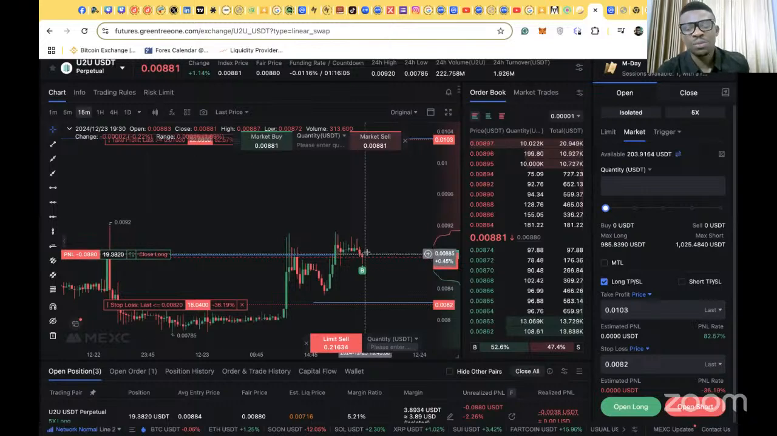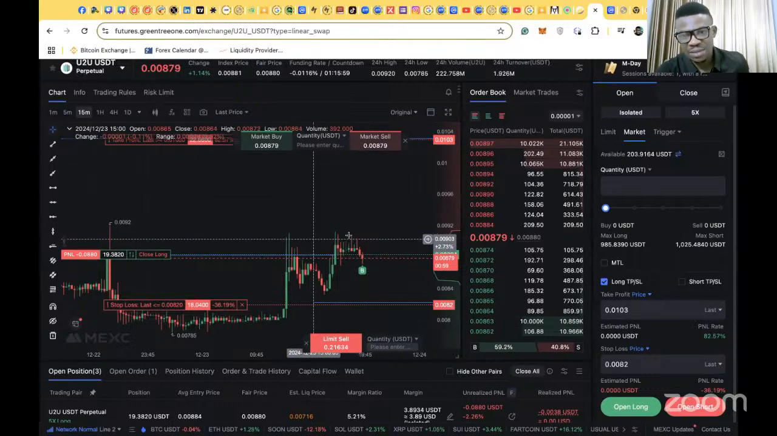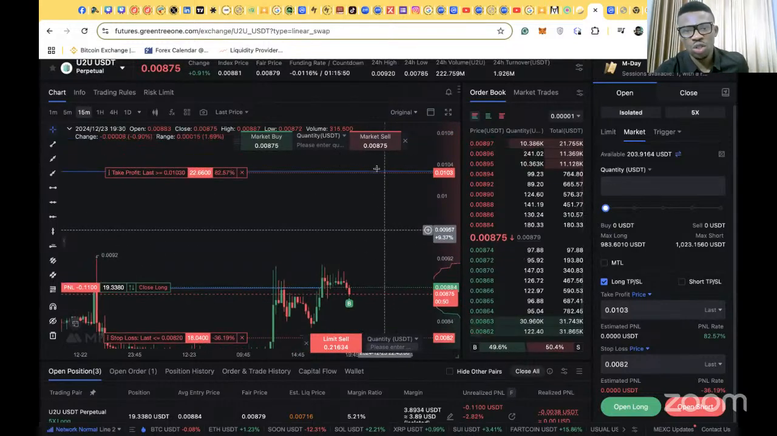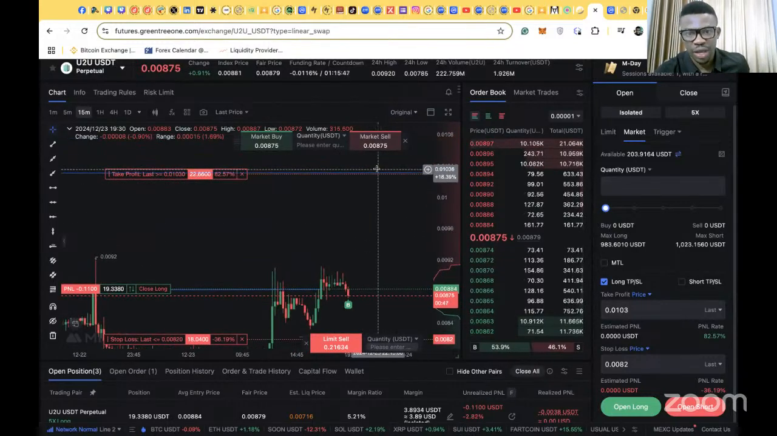The next move I'm expecting to see is a bullish engulfing, and that will be the original entry. After this place is beaten and closed above, the movement has started. Anything that closes price above 0.00909, the movement has started, and all the way the movement will go to the top here. So this is what we're expecting.